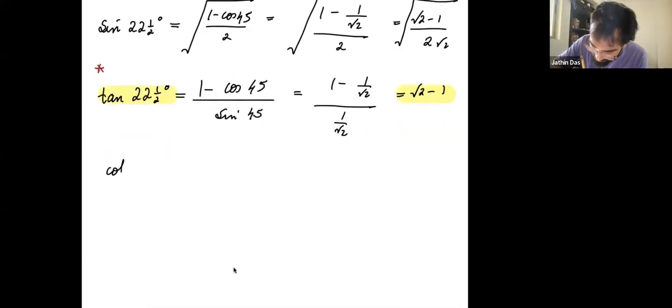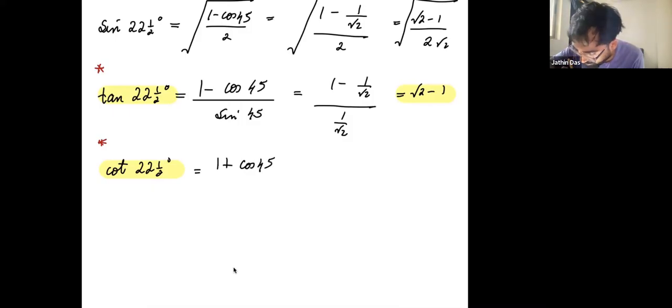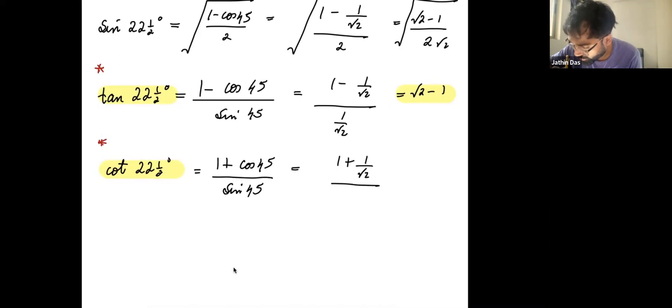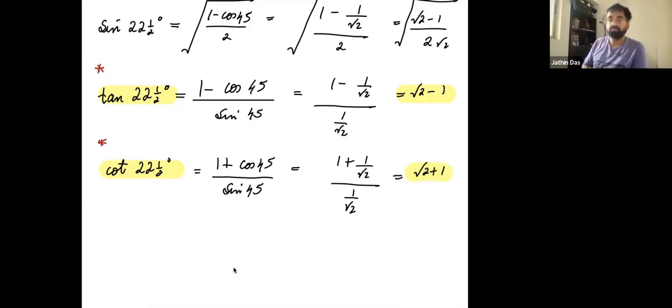Like that. Tell me cot 22.5. Cot के लिए cos ऊपर आना चाहिए. So 1 plus cos 45. I can take the reciprocal of that also, but I'm just showing you how to apply this again and again. So 1 plus 1 by root 2 by 1 by root 2 is root 2 plus 1. This too should go in the formula book because we are expecting the student should know this value. Not sine or cos 22.5, but tan 22.5 or cot 22.5.